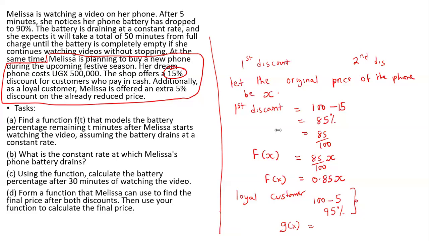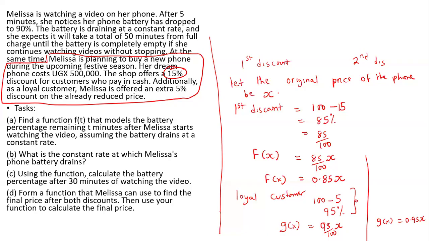People have started to give in their answers. So this one will be 95 out of 100 times x. So our g of x is going to be 0.95x. Members, is that fine? From the chat, kindly let me know whether that step is also very okay. Okay, people are saying, Hunter said, yeah.